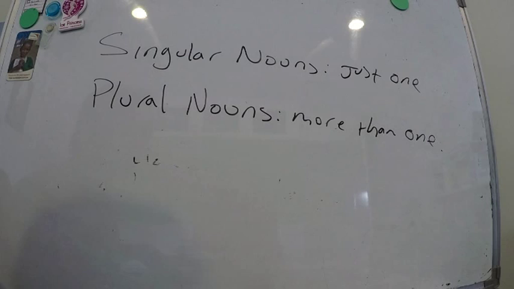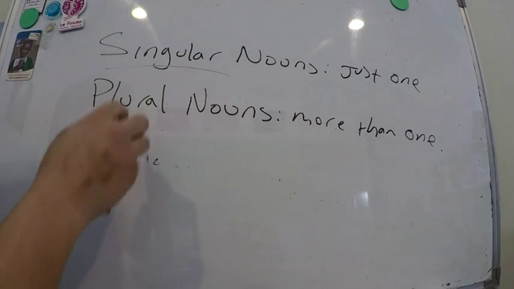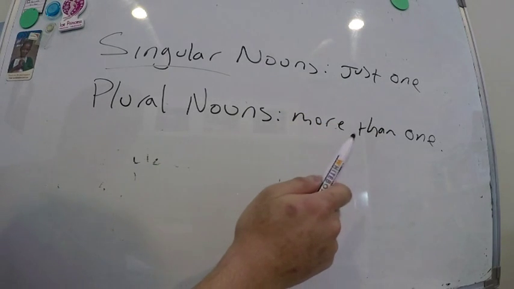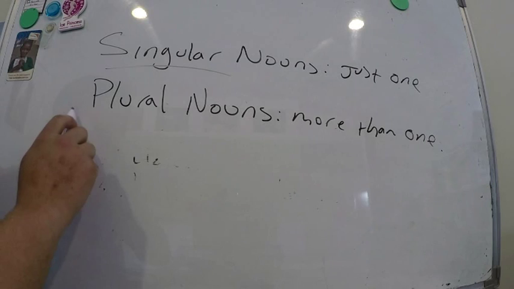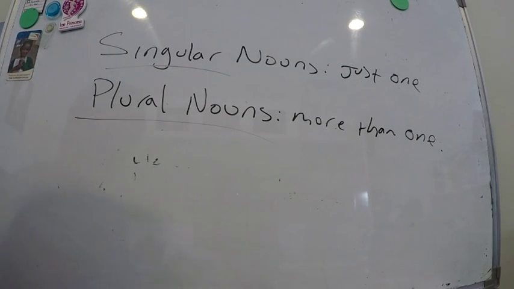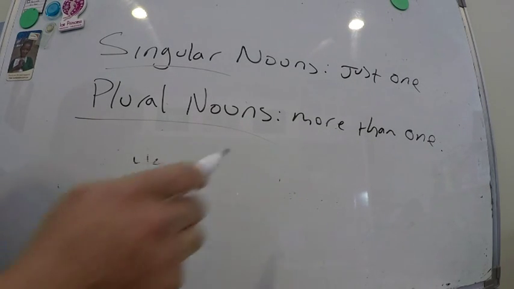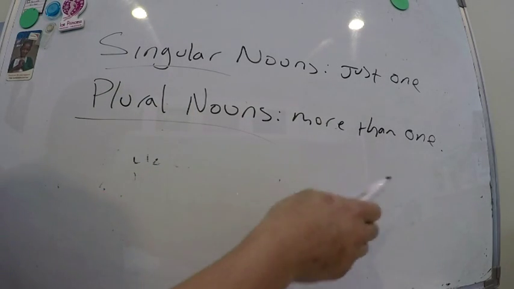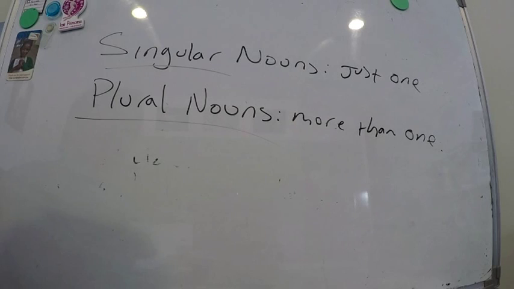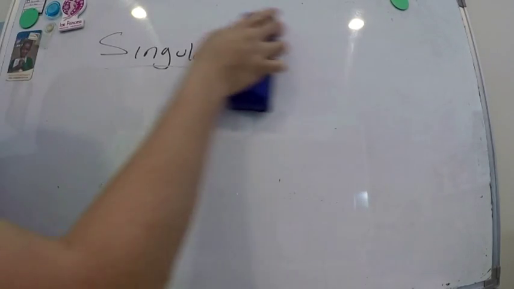The first thing you need to know about singular nouns and plural nouns is that whenever we say singular, what we really mean is just one. So you can denote from singular, single, just one. And when we're talking about plural nouns, we are talking about more than one. So singular is just one, plural is more than one. Now, when we're learning about singular nouns and plural nouns, this is actually the easy bit. The difficult bit comes with making the plural.